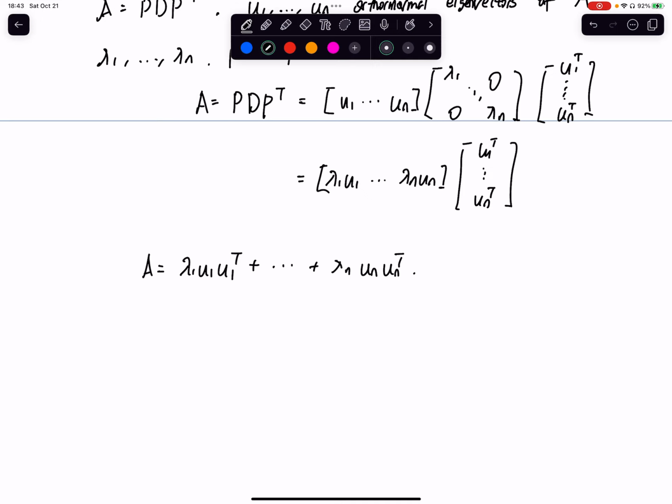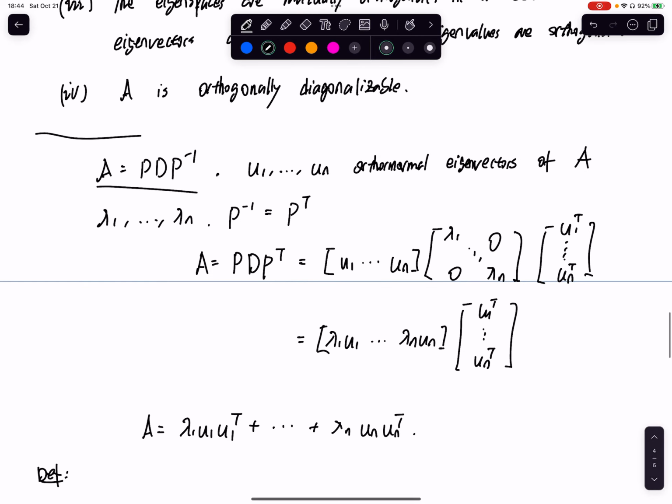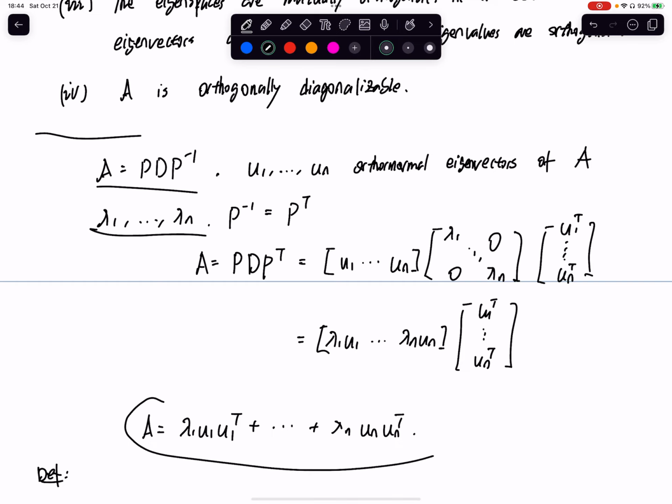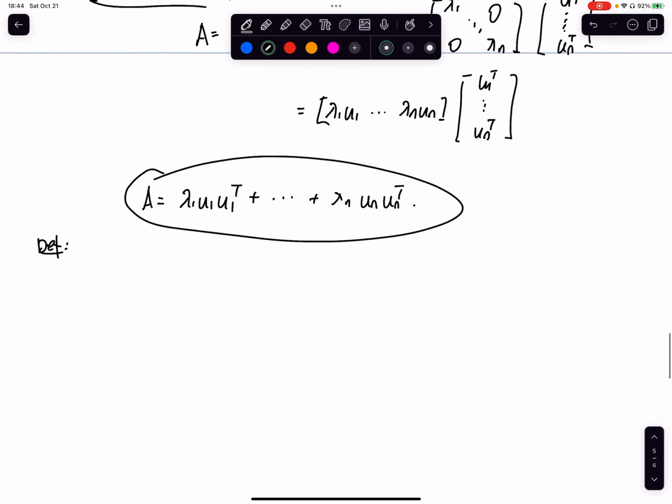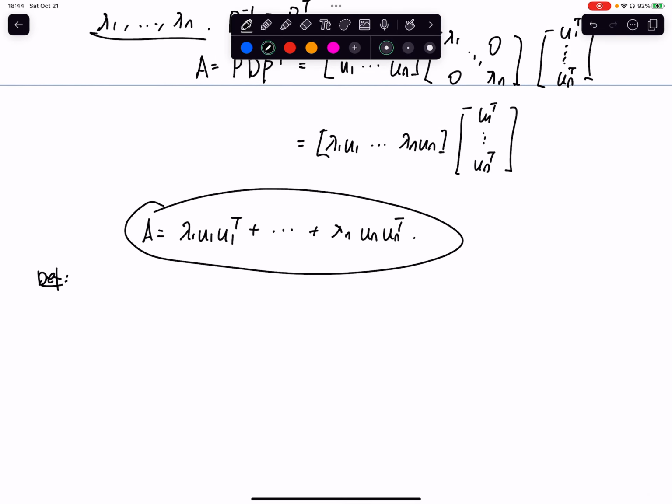This leads to the definition of the spectral decomposition. For an n by n matrix A in this form, where the columns of P are orthonormal eigenvectors u1 up to un of A and the corresponding eigenvalues are in the diagonal matrix D, the spectral decomposition of A is this expression, since it breaks up A into pieces determined by the spectrum, or the eigenvalues, of A. Note that each term is an n by n matrix of rank 1. For example, every column of lambda 1 u1 u1 transpose is a multiple of u1.